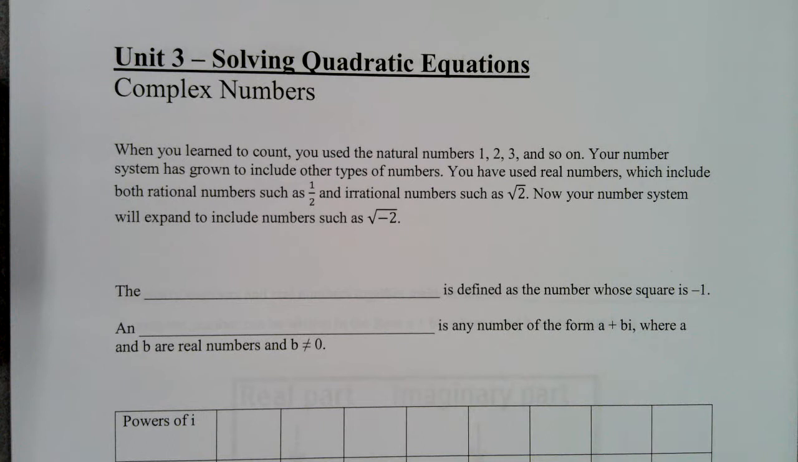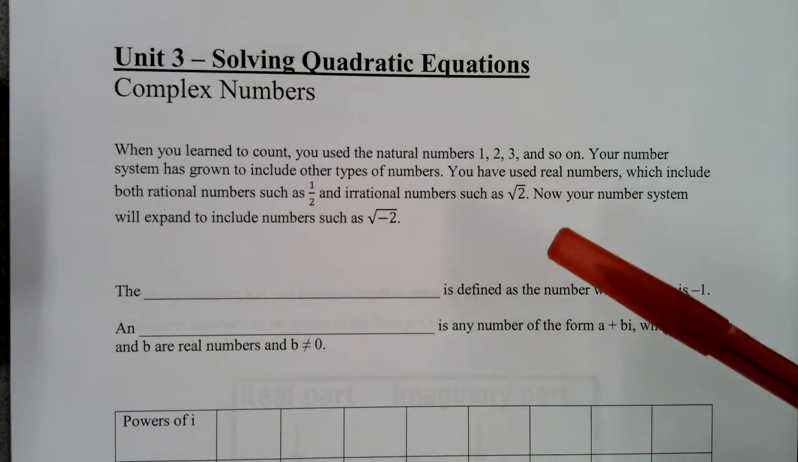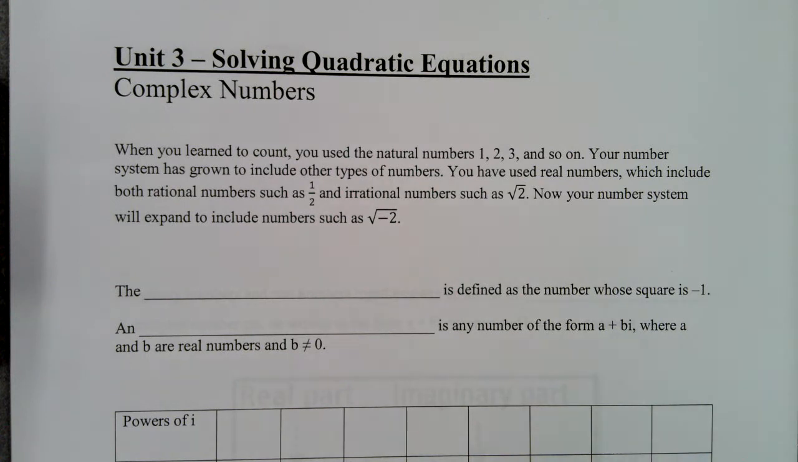Okay, so when you learned to count, you started by doing numbers like 1, 2, 3, 4, 5, and so on. Over time, your number system has grown. Now, in addition to numbers like 1, 2, and 3, you learn fractions like 1/2. You learned irrational numbers like the square root of 2. And now your number system is going to expand to include numbers such as the square root of -2. Okay? So here we go.